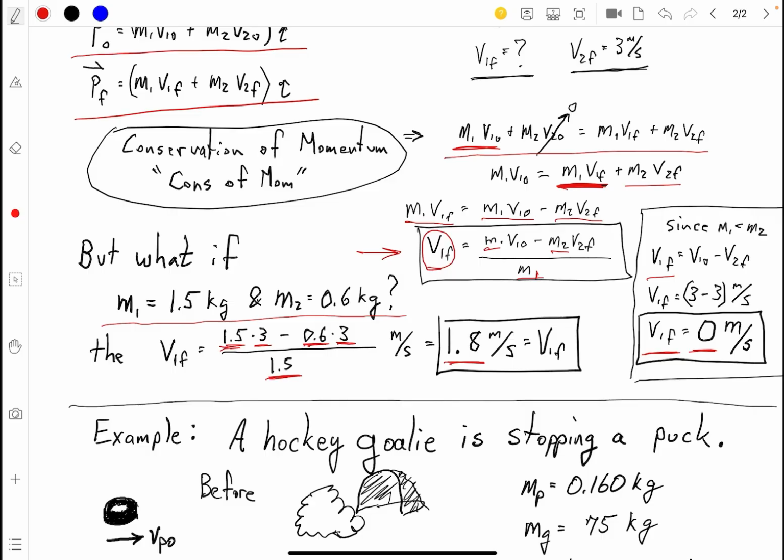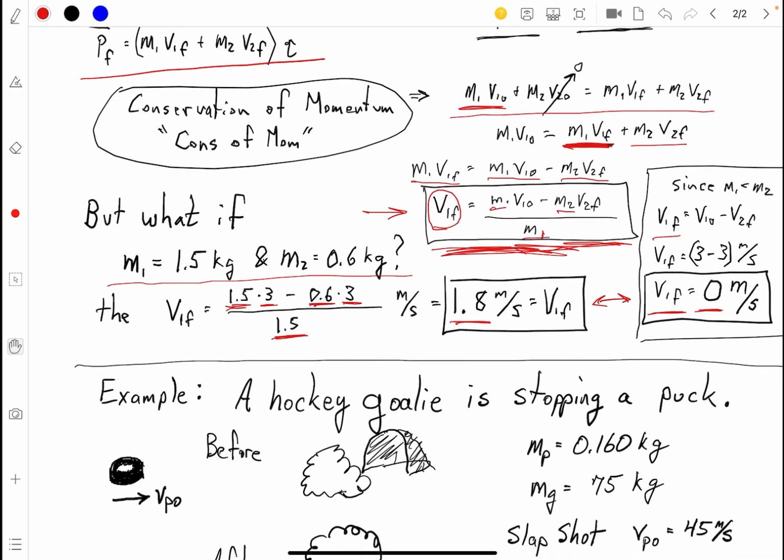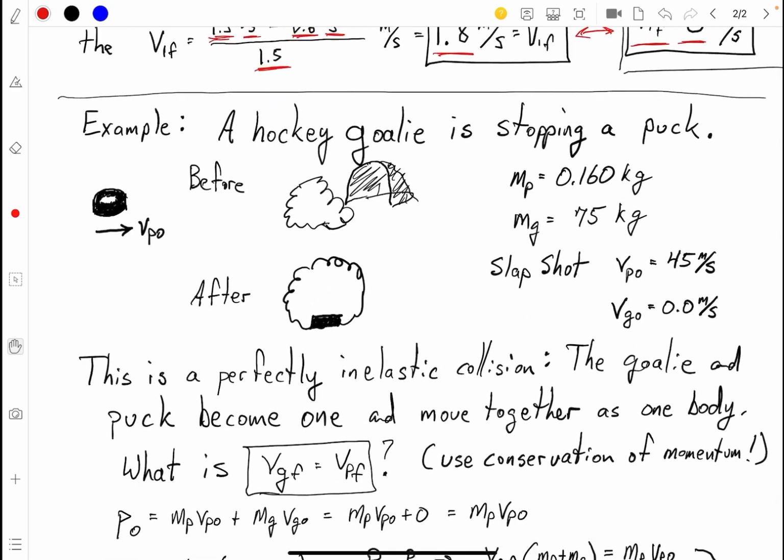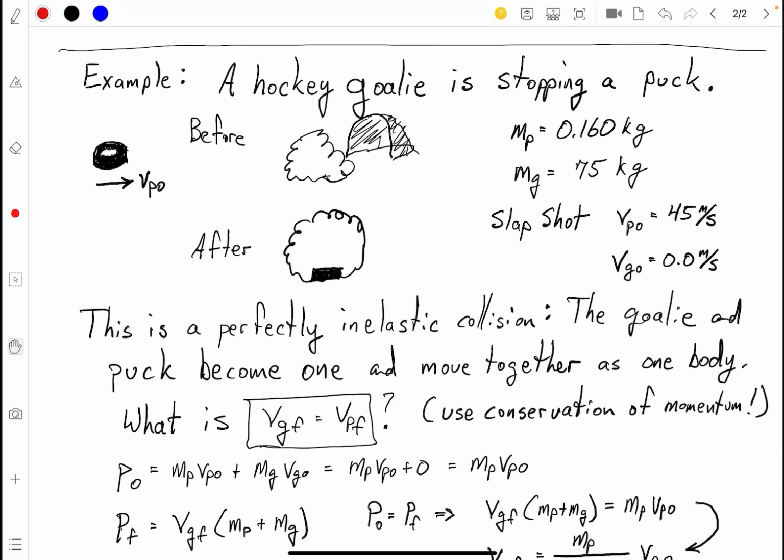Thank you, sorry. 1.8 meters per second is equal to our v1 final. And essentially, we did it two different ways, but we used the same conservation equations to develop an equation in the box here, this equation in the box that answers our question. Okay? All right.